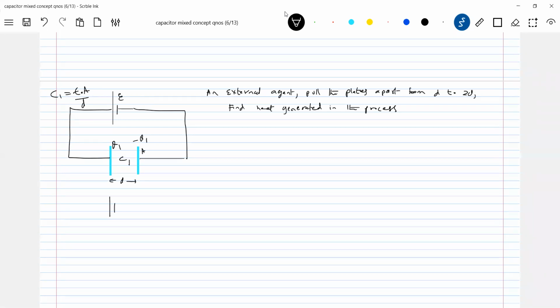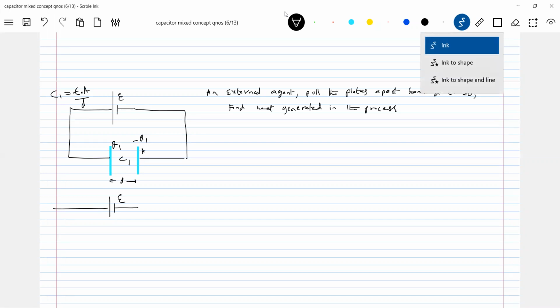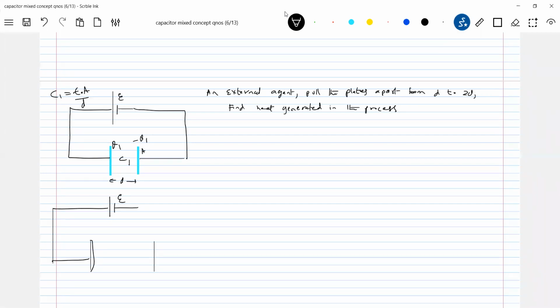So the plates, let it be like this. So here the separation becomes 2d, and the capacitance will change. Now tell me, what parameter of the capacitor is fixed here? The potential, because it is directly connected across the cell, the potential drop will be fixed here. Then I'm going to vary the capacitance.